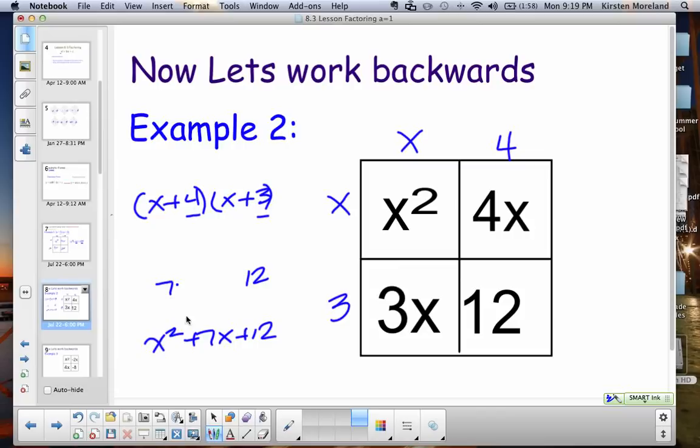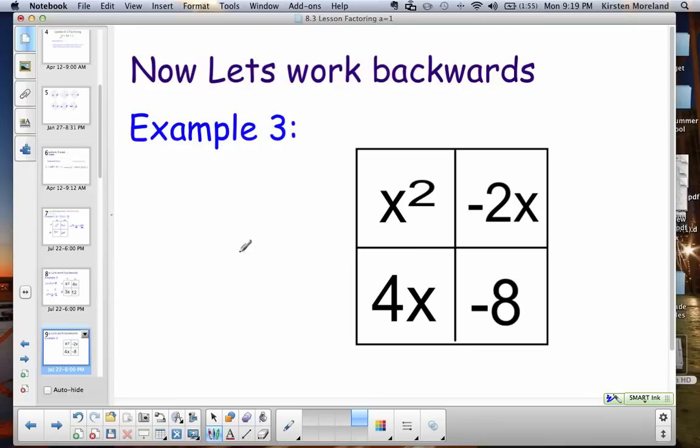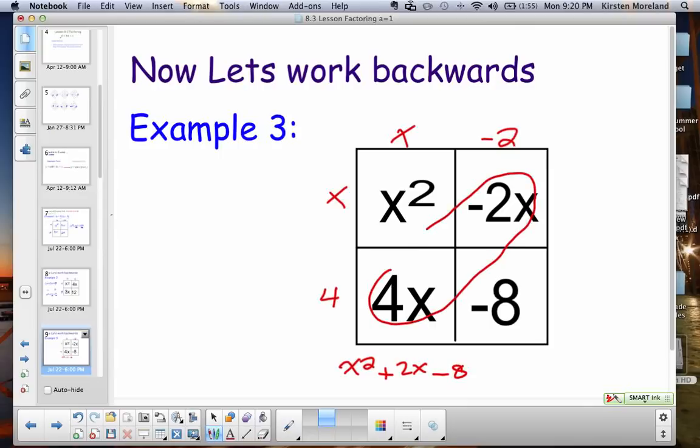Notice the two numbers added give you the middle term and the two numbers multiplied give you the last term. So let's see if that holds true for this one. Again, x times x gives me x squared. X times a negative 2 gives me negative 2x. X times 4 gives me 4x. And 4 times negative 2 gives me negative 8. If I were to write out the original answer to this, it's x squared plus 2x minus 8, because remember you can always combine these two terms. What they multiplied at first was x minus 2, x plus 4. And I'm just going to write the answer that we got.